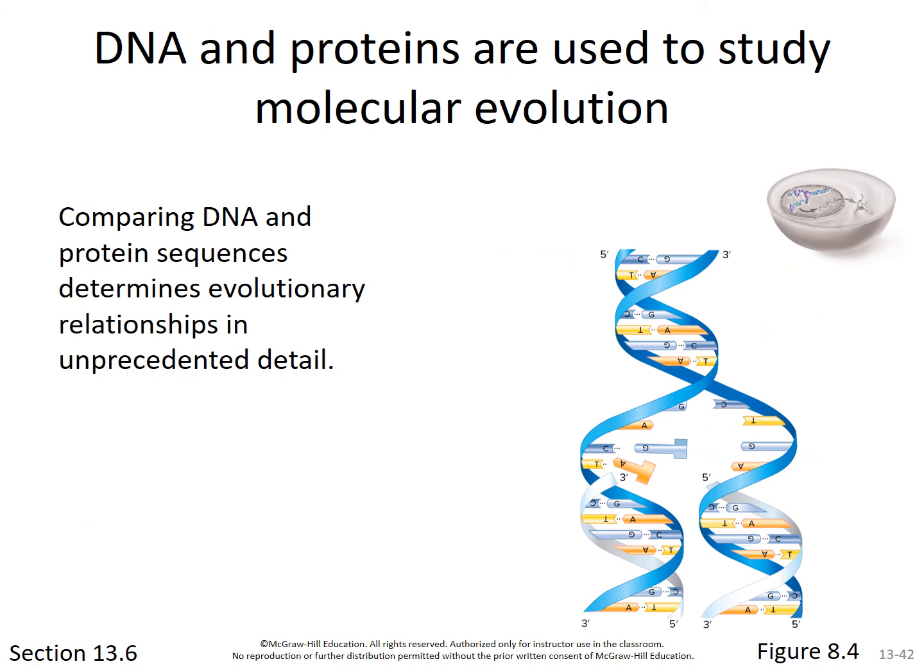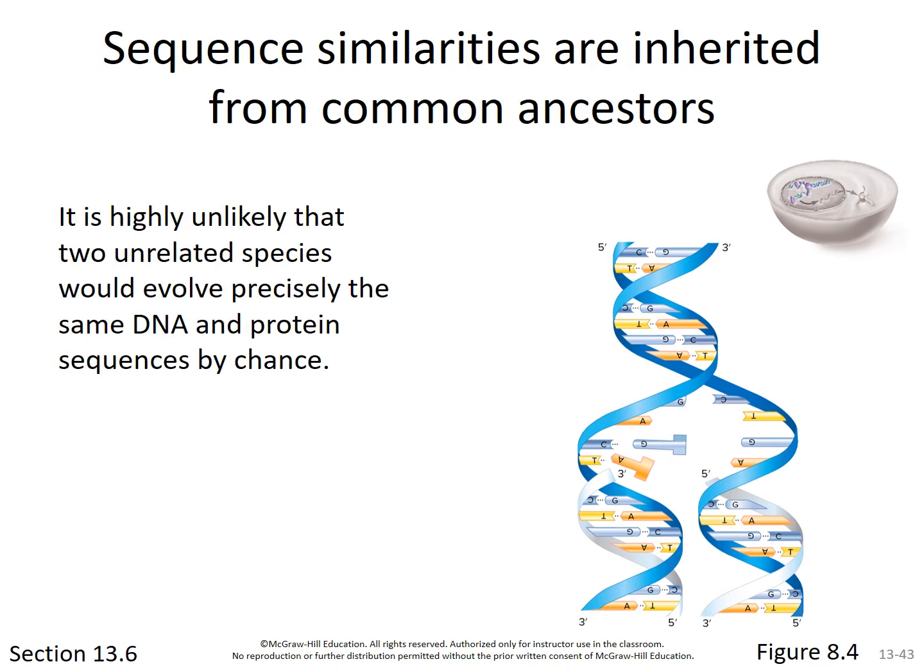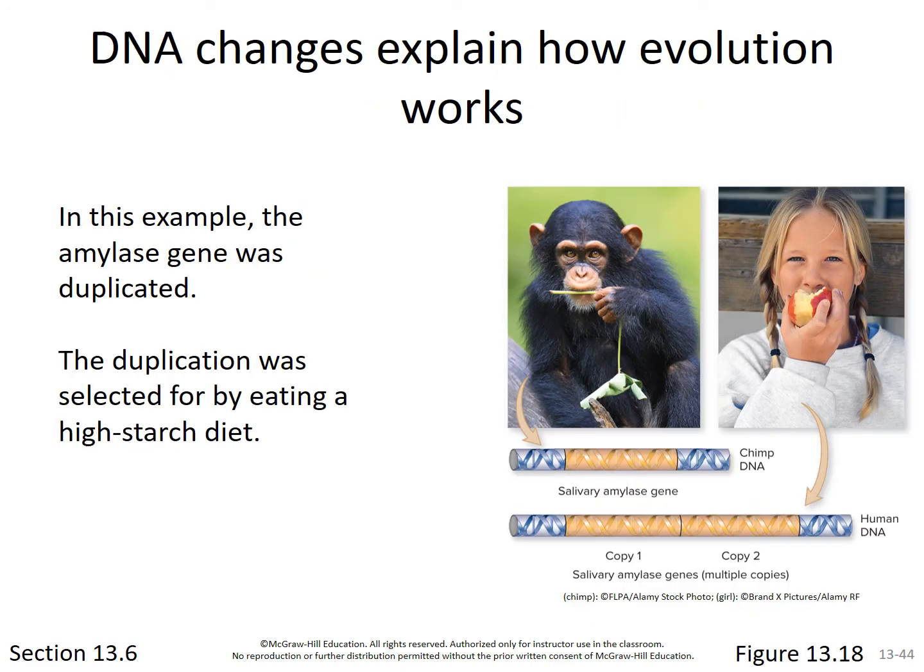Okay, so comparing DNA and protein sequences, this gives you a lot of detail that even fossils can't give you. So this can determine evolutionary relationships. And if people perceive a conflict between genetic evidence and between morphology, or the form of animals, genetics wins because it's simply more accurate. So the reason why is because if you have species that aren't related, how do you evolve precisely the same DNA and protein sequences by chance? The odds of that are so small that you might as well call it impossible.